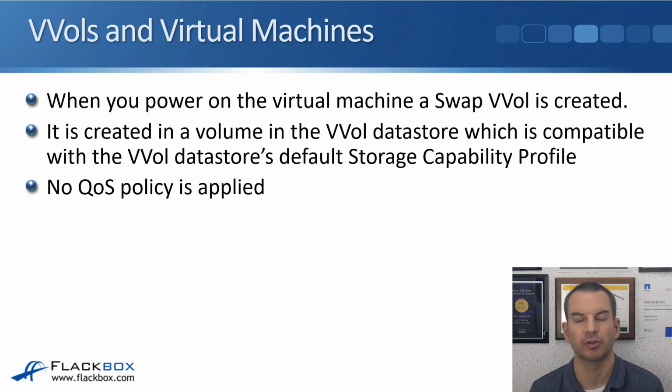When you power on the virtual machine, a swap VVol is created. So when you first create the virtual machine, you've got the config VVol created and also a data VVol for each VMDK. When you power it on, that's when the swap VVol is created. It's created in a volume in the VVol data store which is compatible with the VVol data store's default storage capability profile. And again, no QoS policy is applied because performance is not a big consideration here.